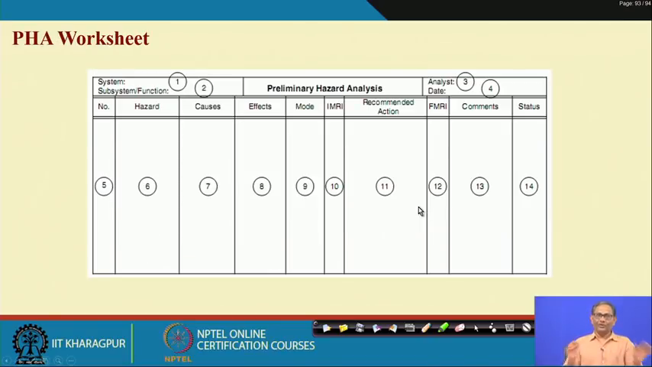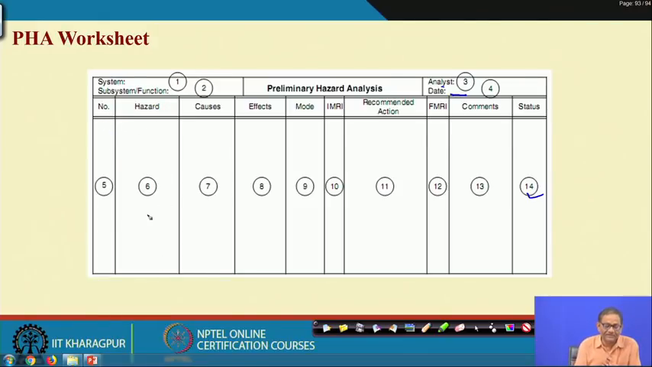Then when you try to document, the documentation has how many components? 14 components. First is system, subsystem, function. You have to write what is the system, what subsystem, then who is the analyst, what is the date. These are the minimum basics. Then number, it will come from 1, 2, 3, suppose system number, then suppose hardware number, item 1.